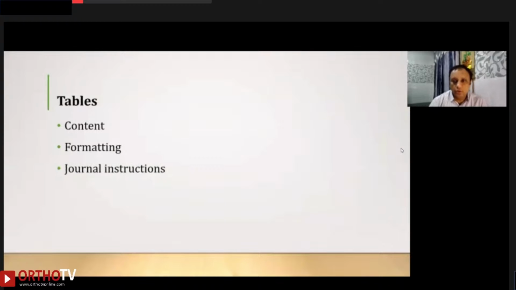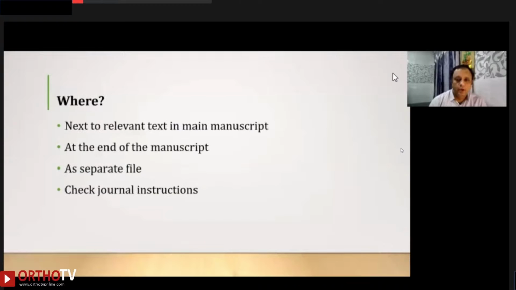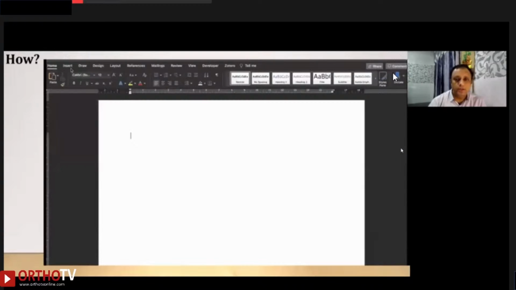There are three aspects of a table: the content as to what should go into the table, and the format of the table, this usually can be got from the author instructions of the journal. Where do we place the table? Usually it's next or after the relevant text in the main manuscript, or at the end of the manuscript, or as a separate Word file containing all tables, or one file for each table, depending on what the journal instructions tell us to do. Each journal has their own instructions on how we format tables.